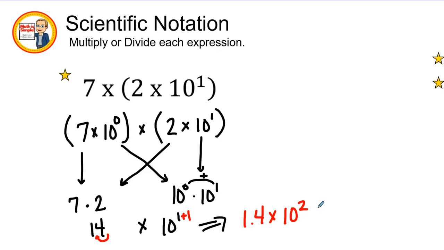Now, scientific notation is a lot of fun when we're multiplying and dividing. Go ahead and watch this video again so you can see how we handled each of the different types of problems. And hang in there, guys. Work hard, and you will make math simple for you.